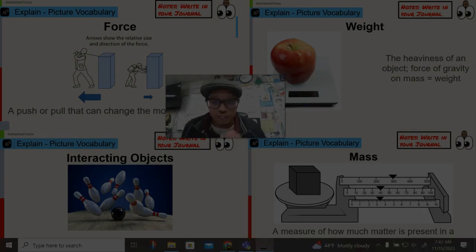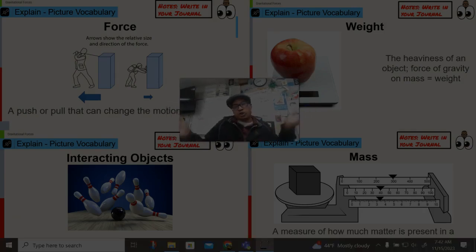Okay, so let's just talk about this. These are notes that you should already have inside your journal. So flip to your journal. We're going to have notebook, journal, notebook, journal. So anyway, flip to your journal. These are notes you should already have inside of your journal.